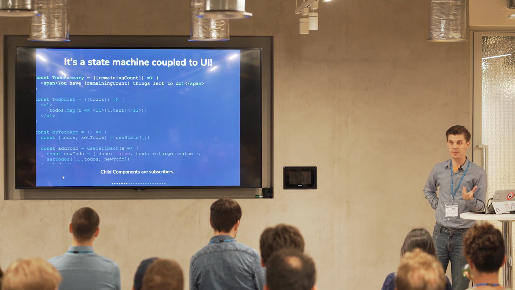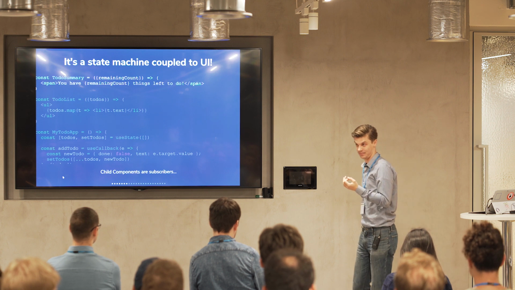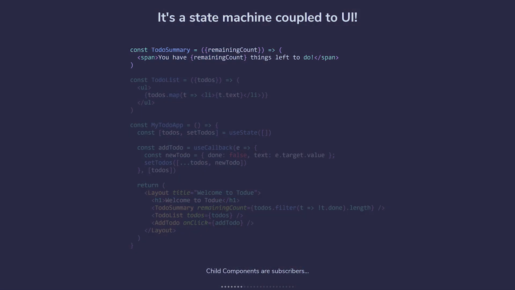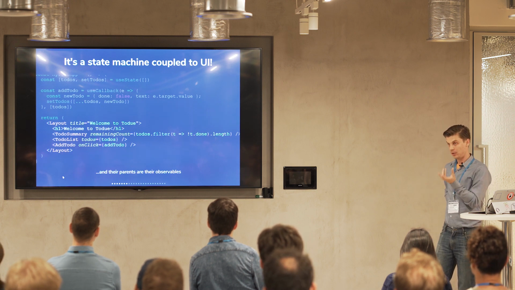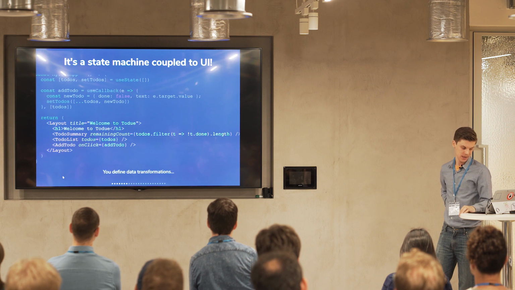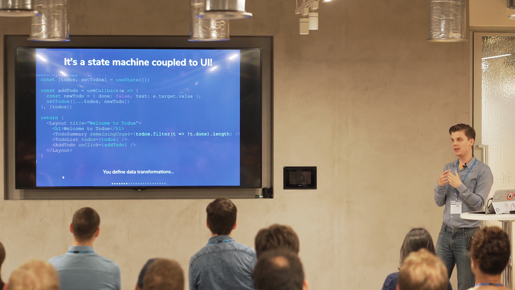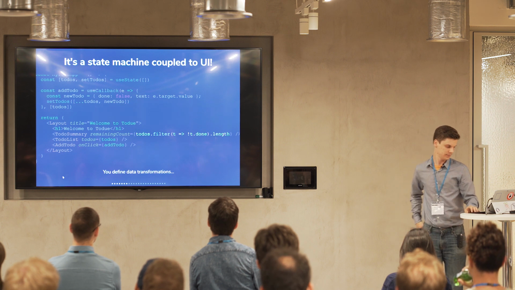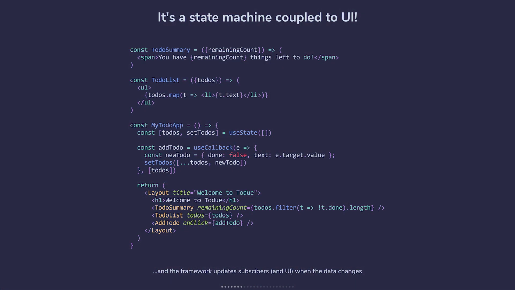And this is very much an observable pattern, where the parent components are the observables and the child components are the subscribers and potentially also observables themselves. Which in addition render UI. And the interesting thing about this is that data transformations make the individual components quite agnostic as to where the data actually comes from. So overall, it's a state machine plus UI. It's not a UI plus state machine.